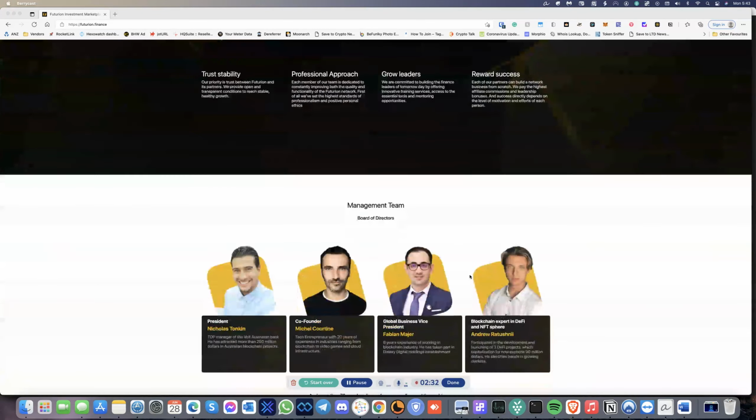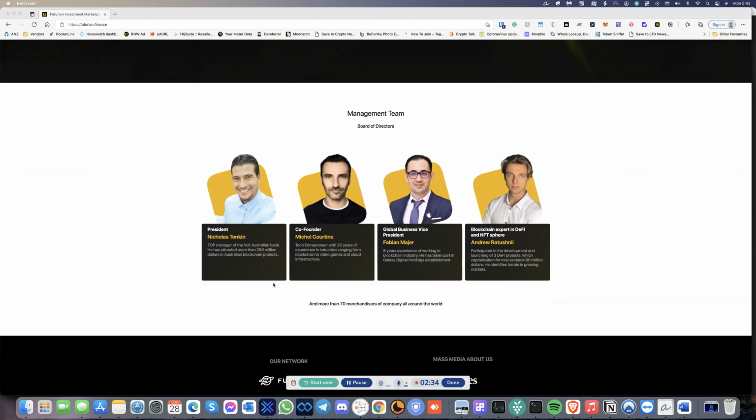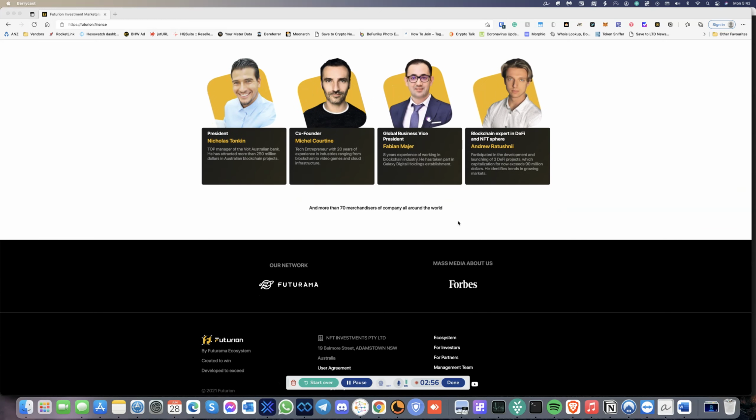Now, they've got their management team. Their president is Nicholas Tonkin, and he's a top manager of Vault Australian Bank. Then the co-founders are Michael Cortin, Fabian Major, and Andrew Ratushny. These are the leaders behind it, the board of directors. They do have LinkedIn information that you can check out.